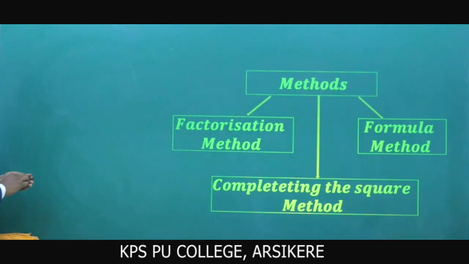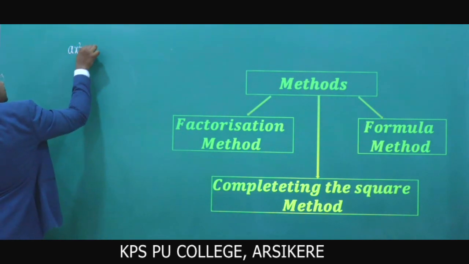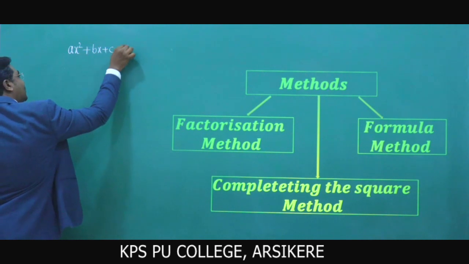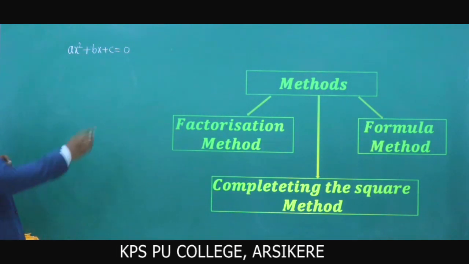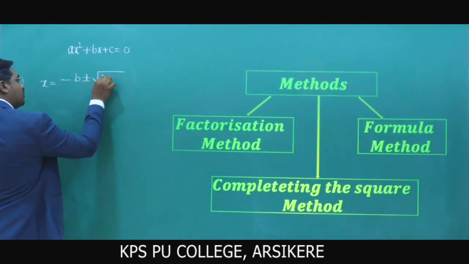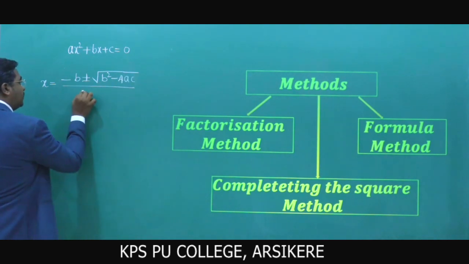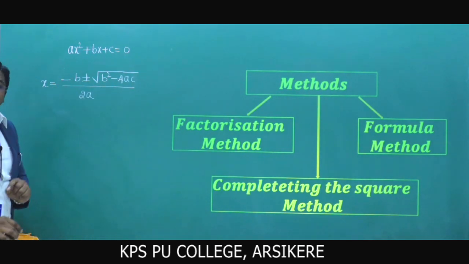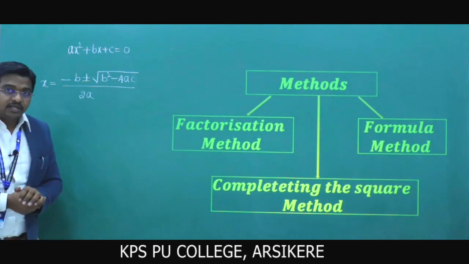Okay, so general equation ಏನಿದೆಪ್ಪ ನಮಗೆ ax square plus bx plus c is equal to 0 ಇದೆ ಅಲ್ವಾ. Then how to find the solution by formula method? ax square plus bx plus c is equal to 0. This is the general form of the quadratic equation. So what is the solution using formula method? Formula is minus b plus or minus square root of b square minus 4ac, whole divided by 2a. This is the formula to find the solution of the quadratic equation.